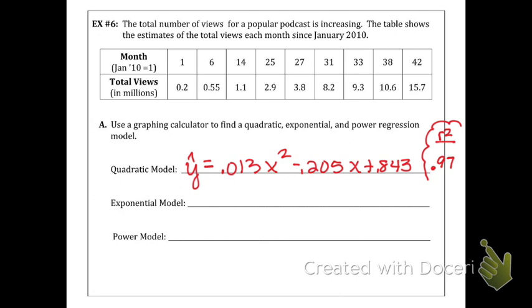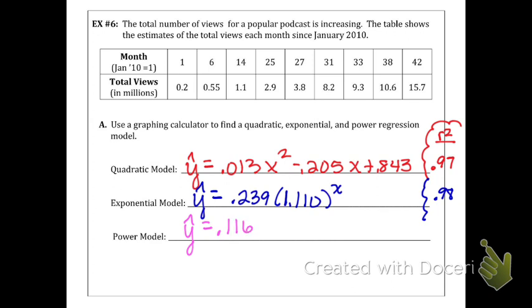All right, so my exponential model, so stat calc exponential, store in y2. And I get 0.239 times 1.110 raised to the x. And it has an r squared value of 0.98. And then the power model, I'm going to go run regression. And I get 0.116 x raised to the 1.155 with an r squared value of 0.87.